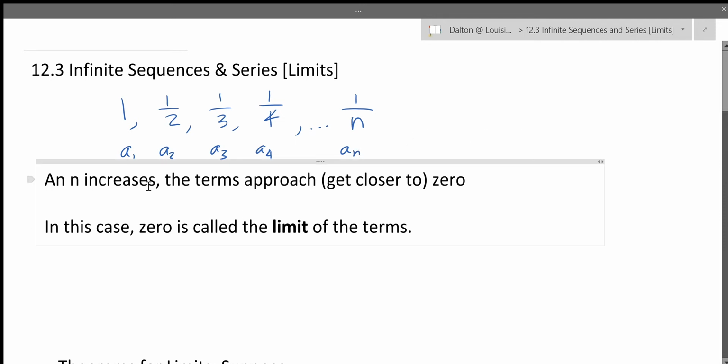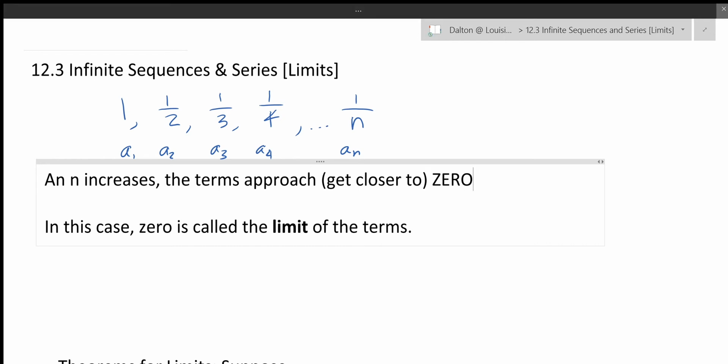So as n increases, if you look at this list here, the terms approach, or in other words, get closer to what number? So like 1, 1/2, 1/3, 1/4, 1/5, 1/6, 1 over 100, 1 over 1 million. What are those numbers getting closer to? 0. 1 divided by any huge number is 0. So in this case, 0 is called the limit of the terms.